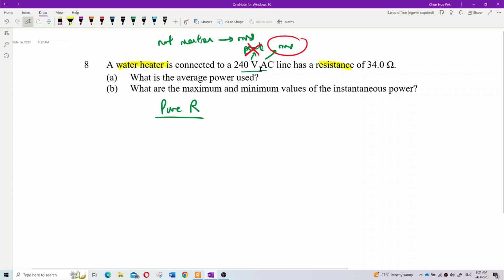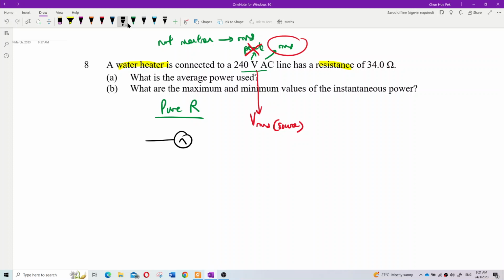One more thing, this one is VRMS source. However, because this is a pure resistor circuit, let me draw out the circuit. So this is V source, and this is the VR.